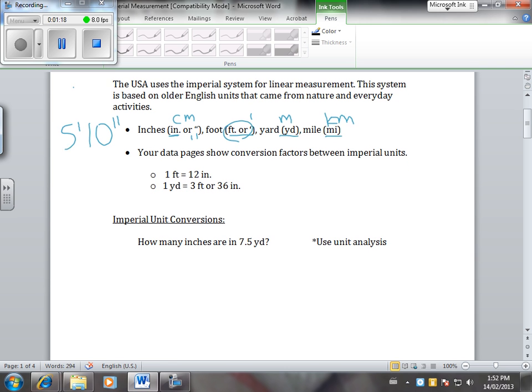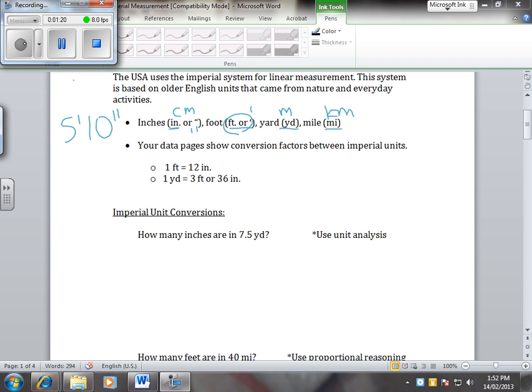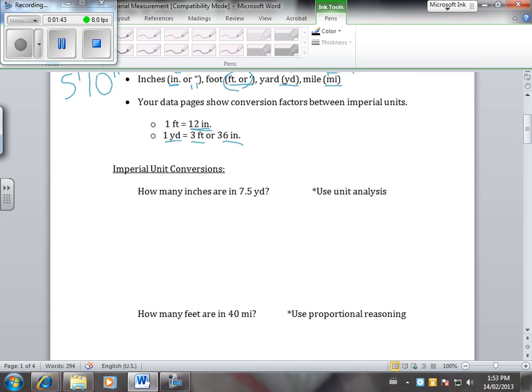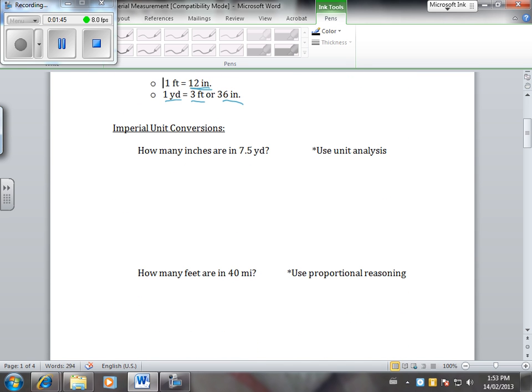And so your data pages will show that the conversion factors between imperial units are: 1 foot has 12 inches, and 1 yard has 3 feet or 36 inches. And this is just like how we know that 1 meter has 100 centimeters. So to convert imperial unit conversions, we have to use unit analysis.